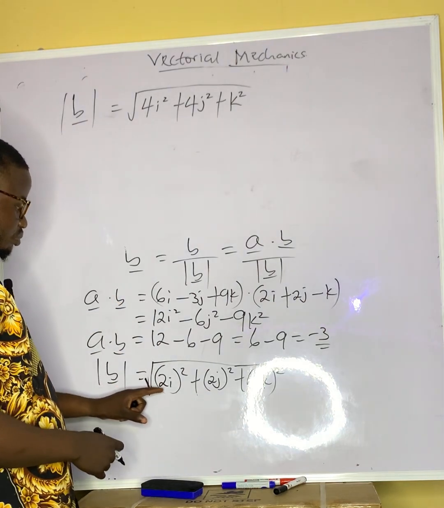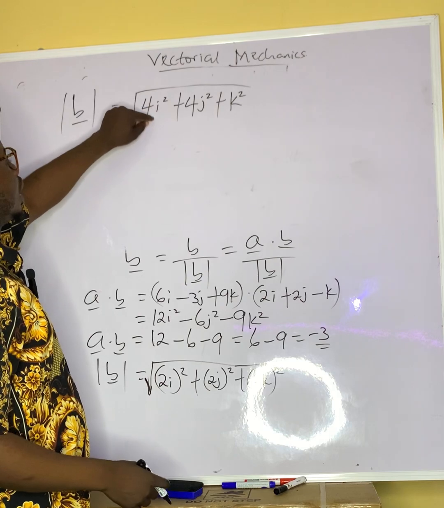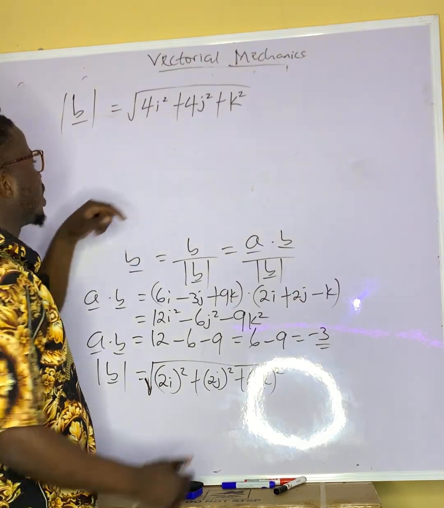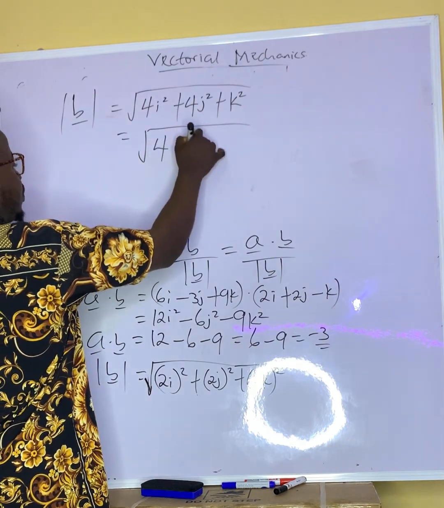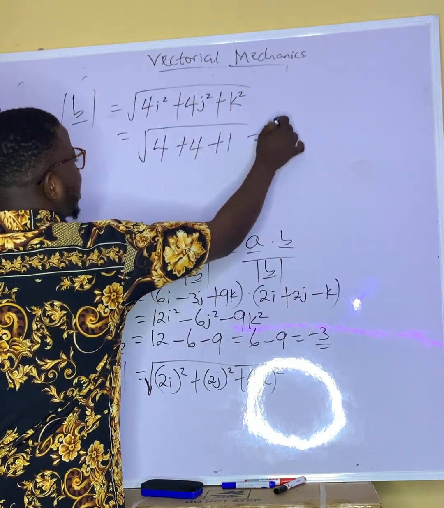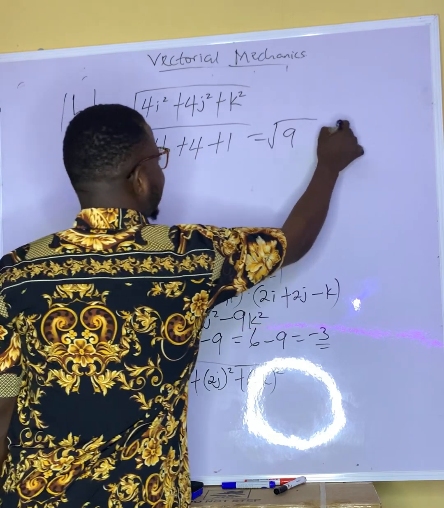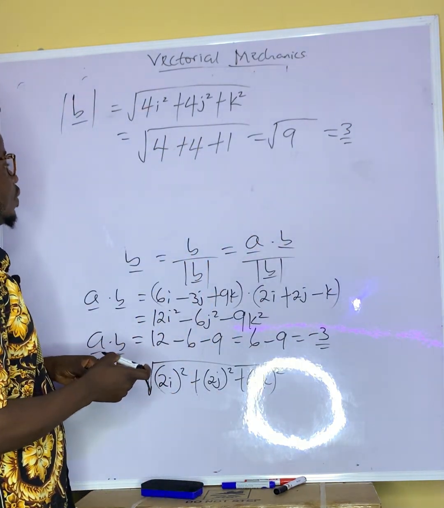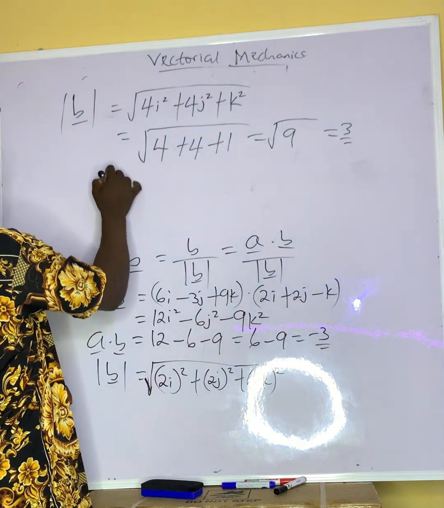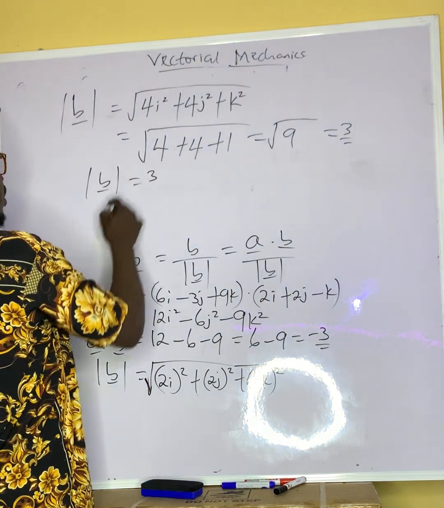Now, don't forget that the values of i squared, j squared, and k squared are equal to 1. That means from here we have 4 plus 4 plus 1, so that's the square root of 9, and the square root of 9 is 3. So that's the magnitude of vector B. The magnitude of vector B is equal to 3.